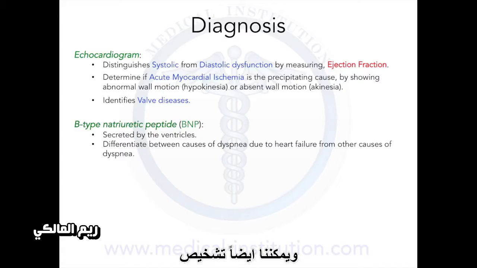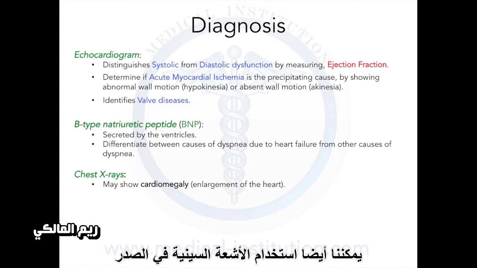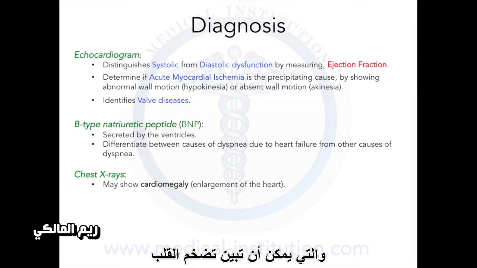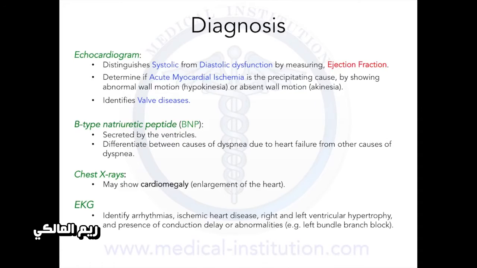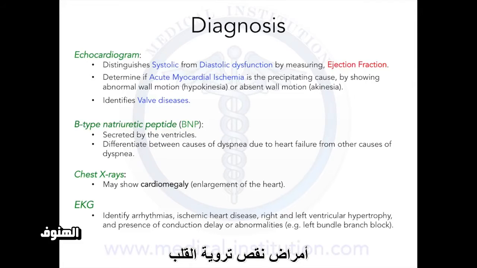We can also measure B-type natriuretic peptides, or BNP, which are secreted by the ventricles of the heart in response to excessive stretching of the heart muscle cells. It can also be used to differentiate between dyspnea due to heart failure and dyspnea from other causes. We can also use chest x-rays, which can show us cardiomegaly, which is enlargement of the heart. EKG can also be used to identify any arrhythmias, ischemic heart diseases, right and left ventricular hypertrophy, and conduction delays or abnormalities, such as left bundle branch block.